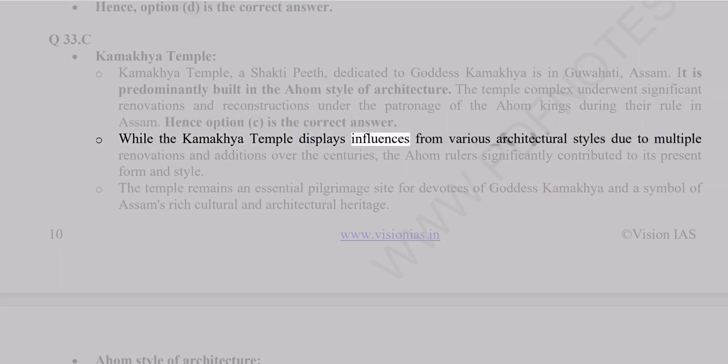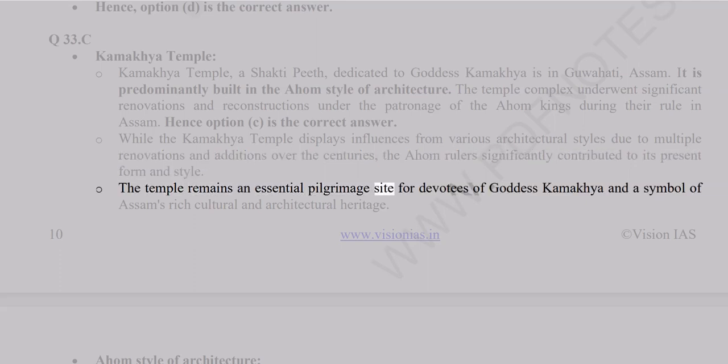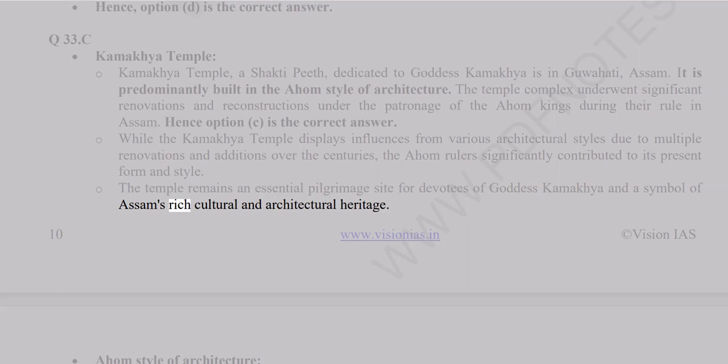While the Kamakhya temple displays influences from various architectural styles due to multiple renovations and additions over the centuries, the Ahom rulers significantly contributed to its present form and style. The temple remains an essential pilgrimage site for devotees of goddess Kamakhya and a symbol of Assam's rich cultural and architectural heritage.